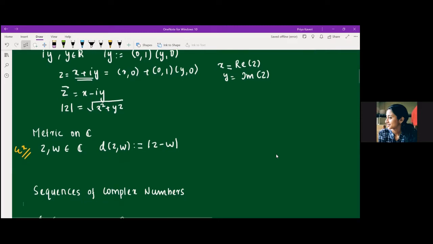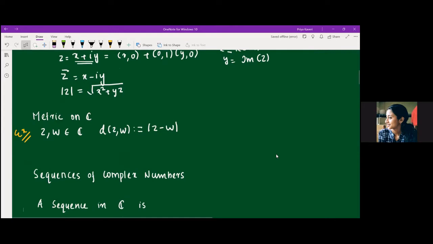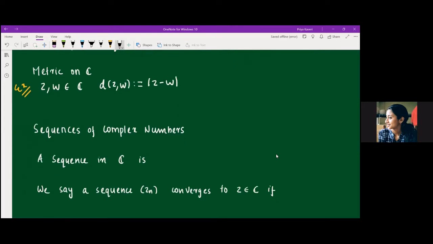Now we will see what this means for complex numbers. So what is a sequence in C? A sequence in C is nothing but a function f from N to C, and we can denote Zn as the image of n. So we can write the sequence Zn as Z1, Z2, Zn, and so on.